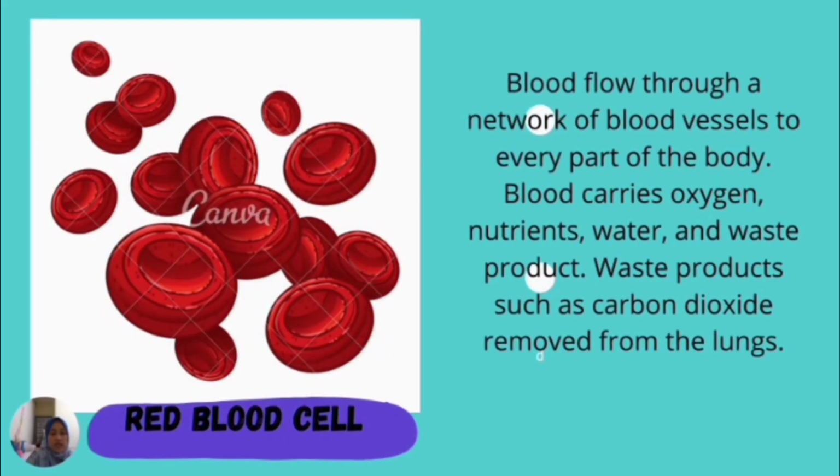This is the red blood cell. The red blood cell has a shape like a disc. Blood flows through a network of blood vessels to every part of the body. Blood carries oxygen, nutrients, water, and waste products. Waste products such as carbon dioxide are removed from the lungs when we exhale.